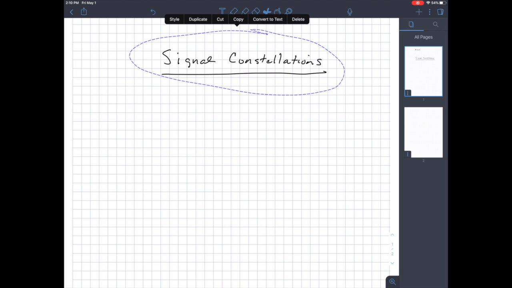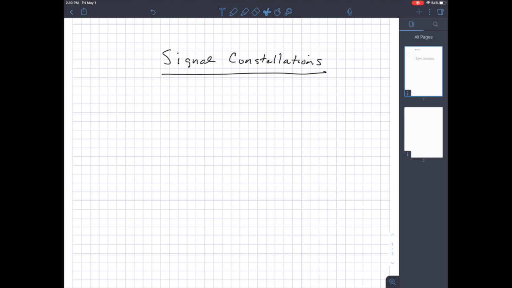Okay, my goal for the last few things that we're going to do before we wrap up the course is to talk about some more advanced communication system techniques, and for you to understand a little bit about what's going on in these next few videos, we need to talk about this idea of signal constellations.